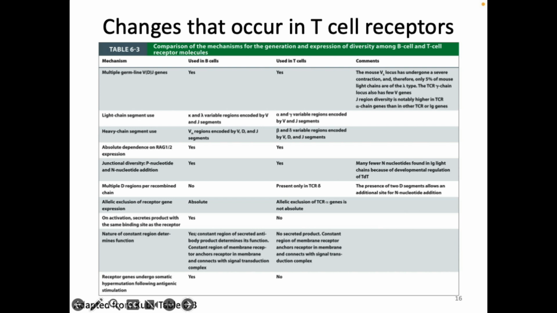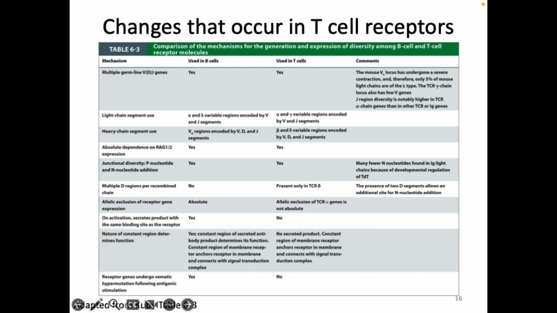And we can sort of compare and contrast what we saw with B cells and T cells. Do we have multiple V, D, and J's that we're putting together in different combos? Yes in B cells, yes in T cells. Do we have a light chain? Yup. Do we have a heavy chain? Yup. Do we need RAG1 and RAG2? Yup. Do we have P and N nucleotides? Yup. But weirdly enough, in T cells, we can get multiple Ds put together, so we can get these DD fusions.